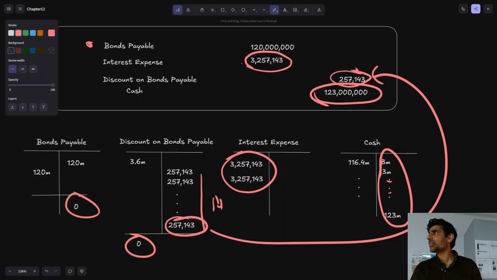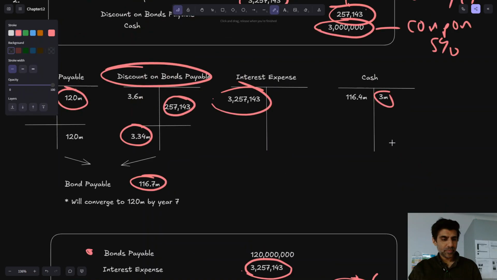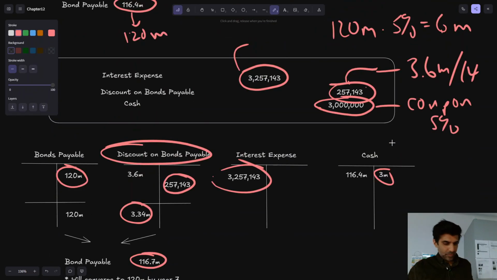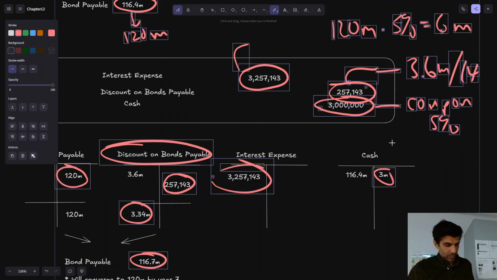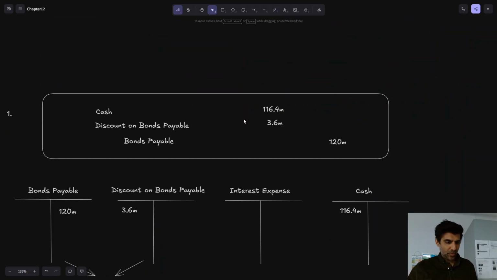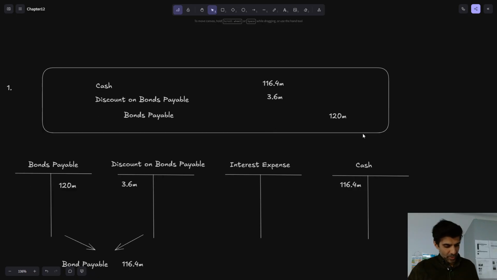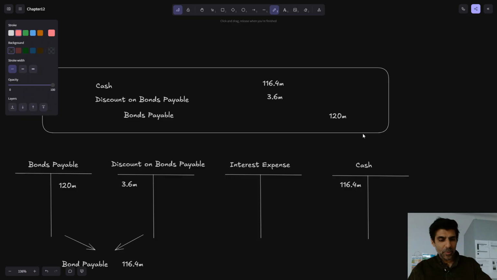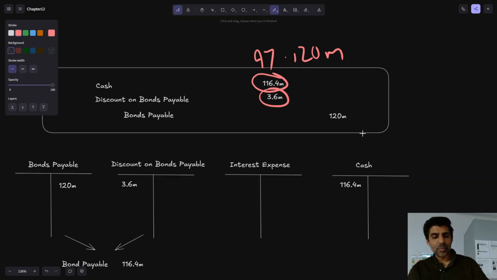Is everyone good with this concept? Yeah. Can you go back up a little bit? So the 3.6 million, what part of the problem is that? That's from here when we issued the bond. When we issued the bond, remember we priced it at 97, right? So 97 times 120 million is only going to give us 116.4 million. The gap is this discount on bonds payable.